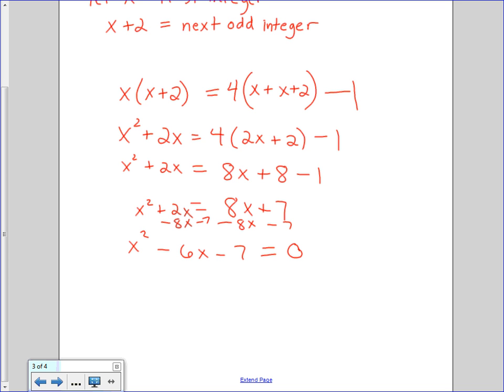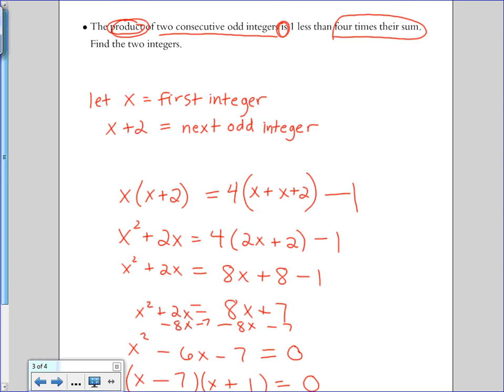So is there anything that multiplies to make negative 7 that adds up to negative 6? I do believe that there is. So I don't have to use one of those other fancy methods. I can just factor it into minus 7 and positive 1, which means that the two solutions would be positive 7 or negative 1. Now these are both odd integers. So it's possible in a scenario like this that both of these are going to be x. So we've actually got two possible answers to this question.